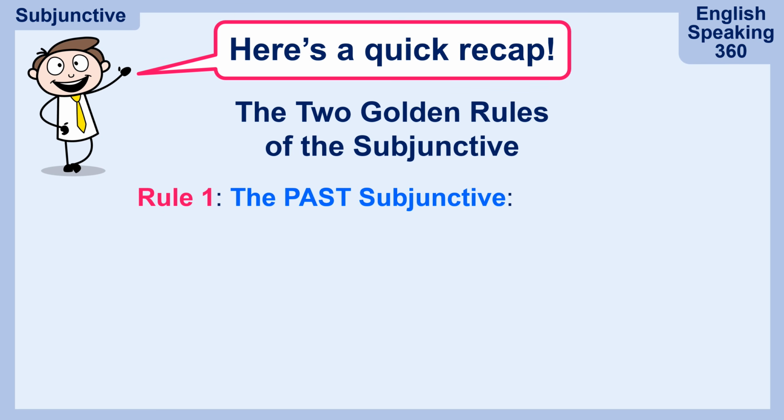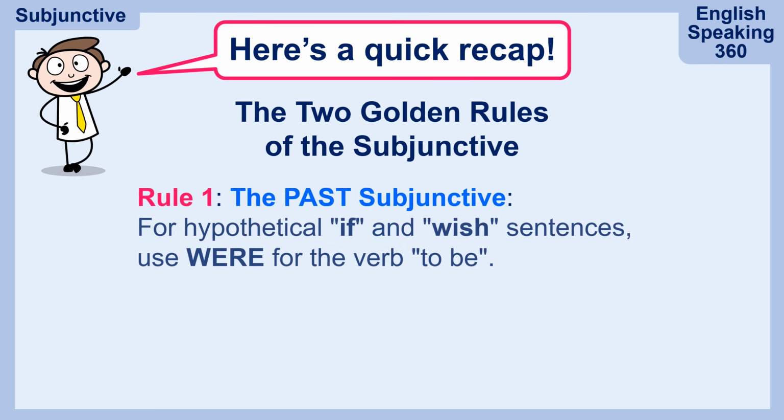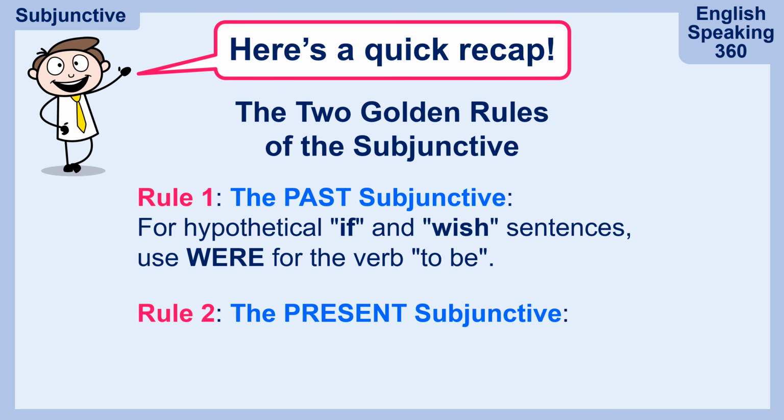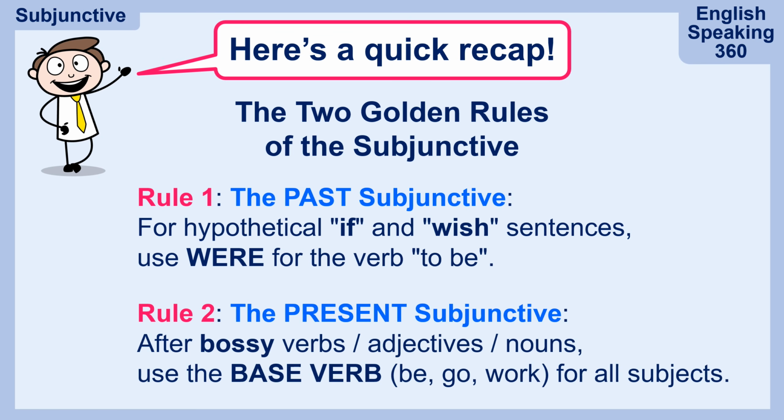Rule number 1 is for the past subjunctive. For hypothetical if and wish sentences, use were for the verb to be. If it's not the verb to be, remember, it always looks like the past tense. Rule number 2, the present subjunctive. After bossy verbs, bossy adjectives, or bossy nouns, use the base verb, be, go, or work for all subjects. No S, no ING, no ED.